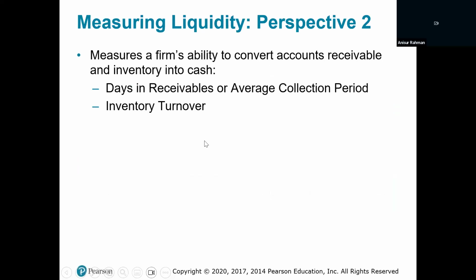Now, there is another way to think about liquidity that measures the firm's ability to convert accounts receivable and inventory into cash. And these two ratios fall under there. So for example, on the test, there could be a question like, which of the following ratios measure a firm's ability to convert accounts receivable and inventory into cash, right?